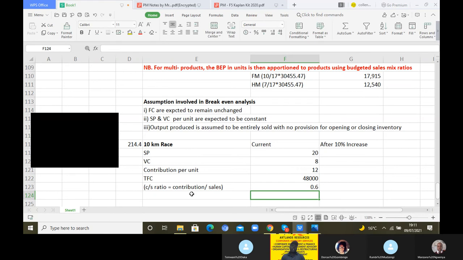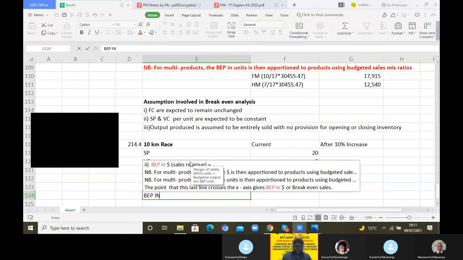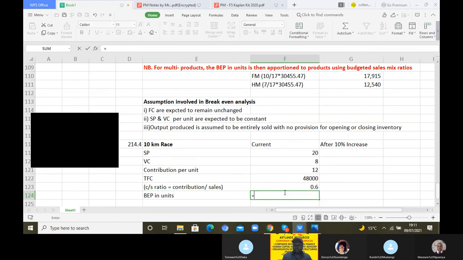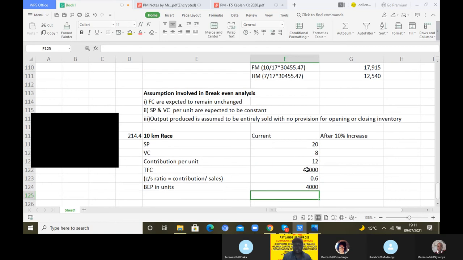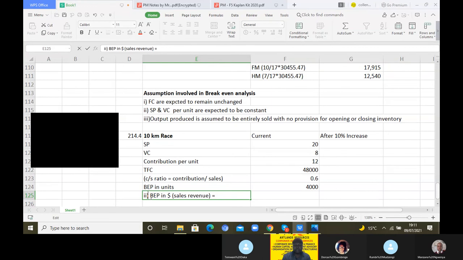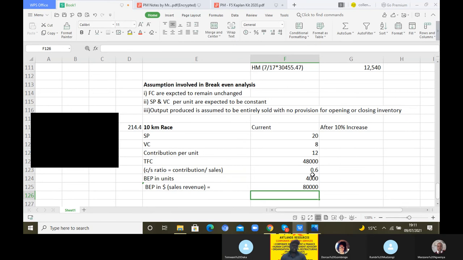Now, I can have break-even point in units and break-even point in sales volume. Remember, break-even point in units, it's a matter of just saying total fixed costs divided by contribution per unit. And if you are calculating BEP in sales volume, you simply say total fixed costs divided by contribution to sales ratio, 80,000.